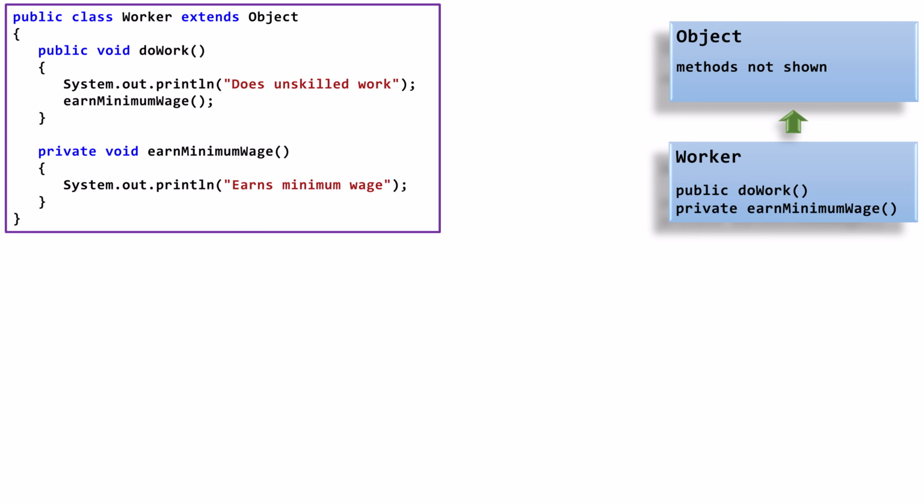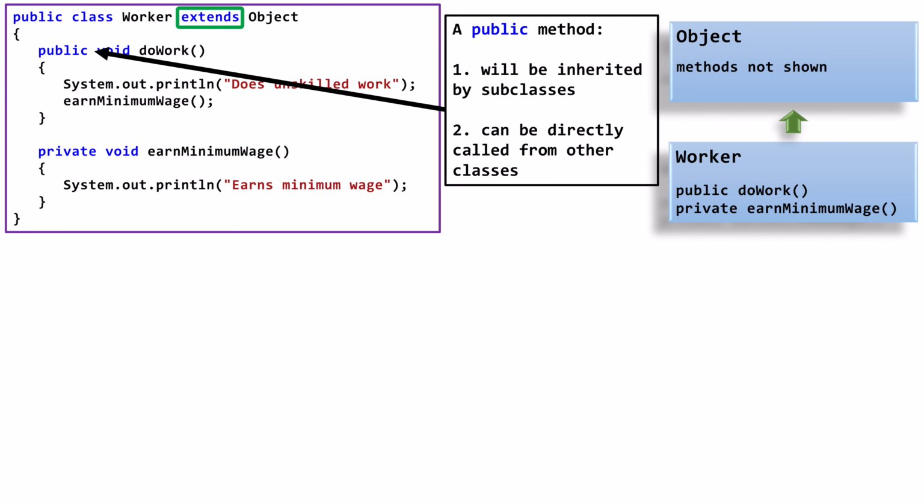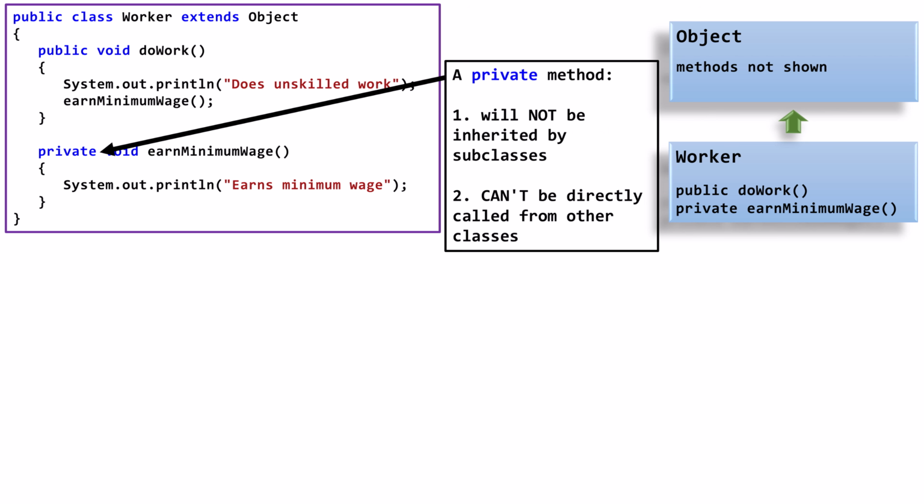Worker has 2 methods. DoWork is a public method, which means 1, it will be inherited by subclasses, and 2, it can be directly accessed from other classes. EarnMinimumWage is a private method, which means 1, it will not be inherited by subclasses, and 2, it can't be directly accessed from other classes.